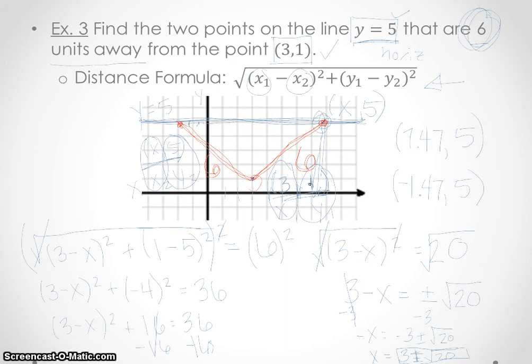So there's our target point, and then of course up 1, 2, 3, 4, 5 was our y, and then our other point was negative 1.47, so about 1.5. It was a little off there, but pretty darn close if you're asking me. And this is the point, negative 1.47, and then 5. So those 2 points are exactly 6 units away from the point 3, 1. So all this mess is actually our answer.